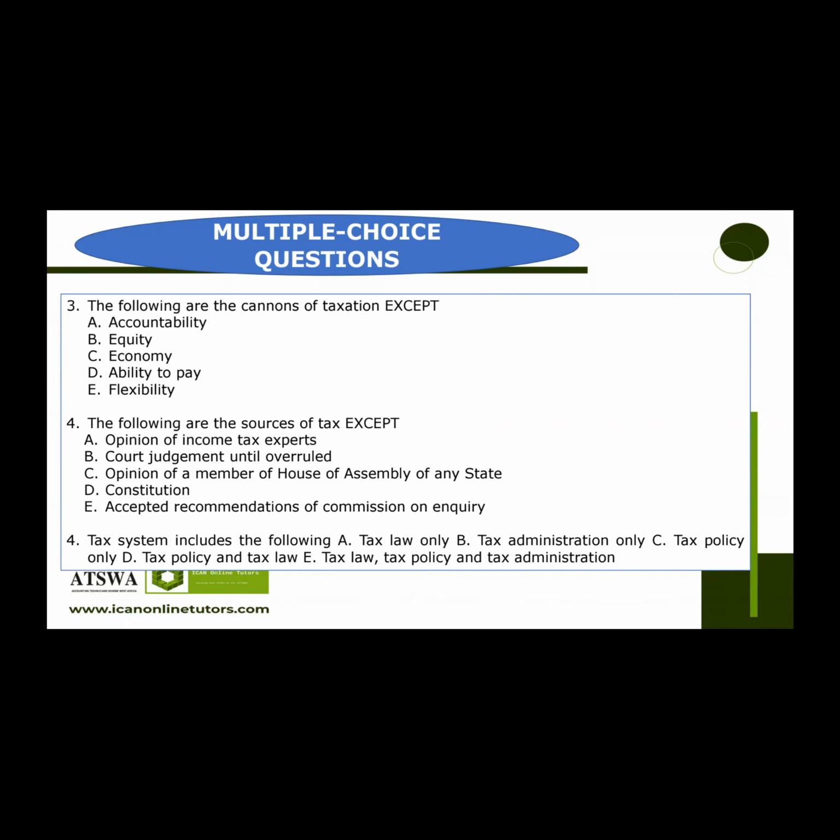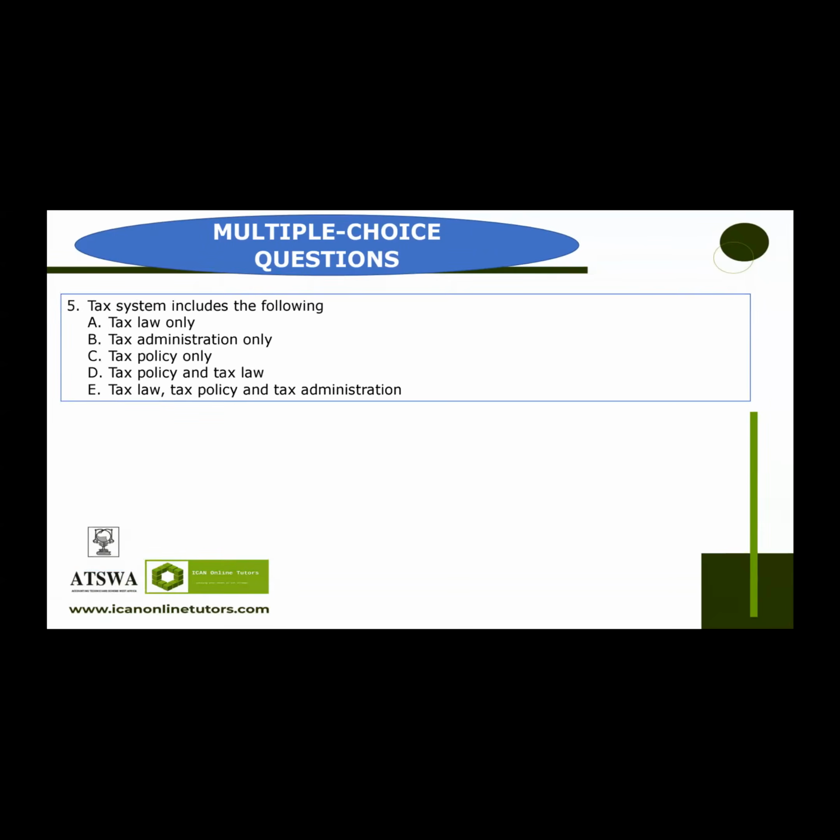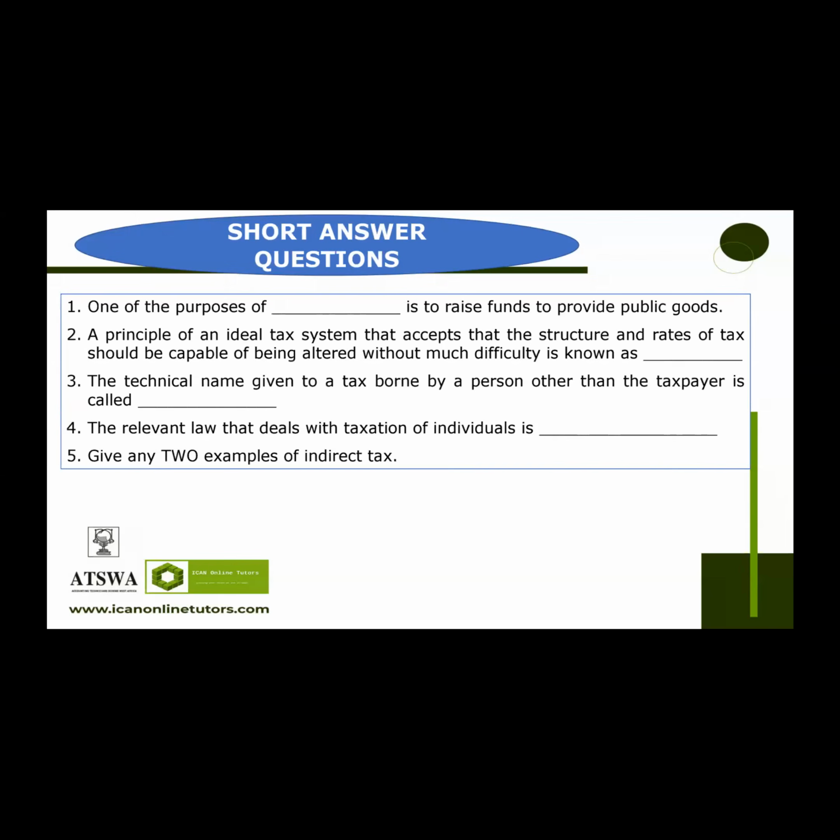And number 5, tax system includes the following: A, tax law only; B, tax administration only; C, tax policy only; D, tax policy and tax law; E, tax law, tax policy, and tax administration. The correct answer is tax law, tax policy, and tax administration. And that is E. Okay, so now let's look at the short answer questions.